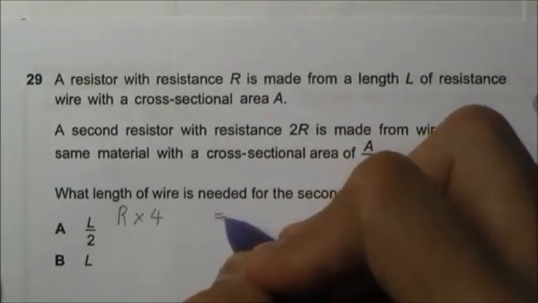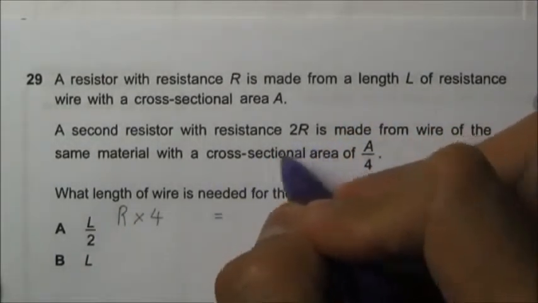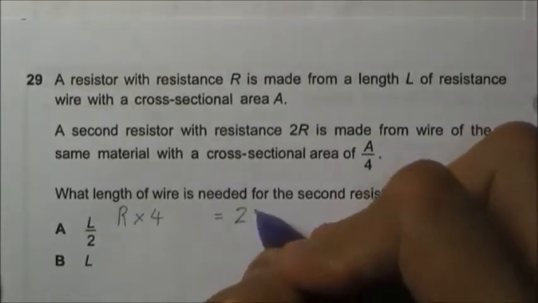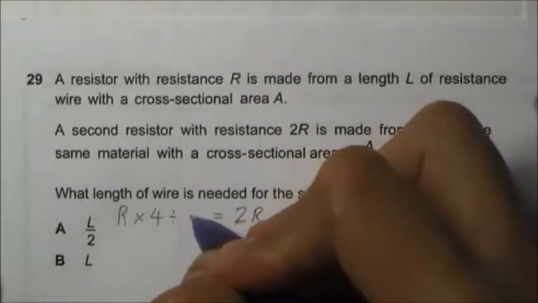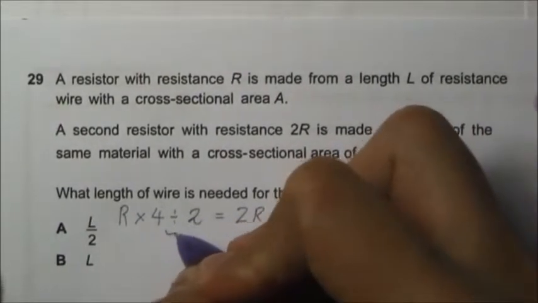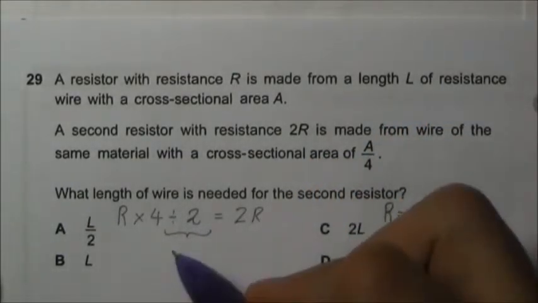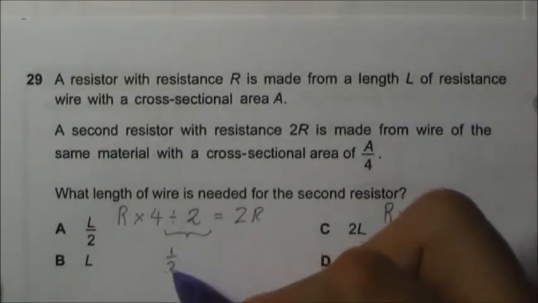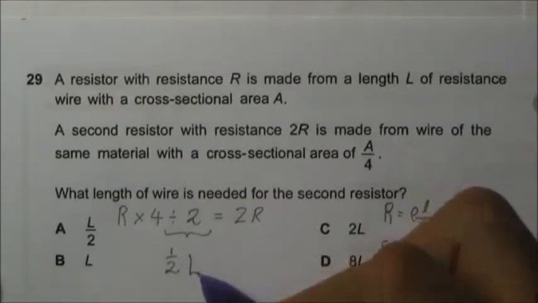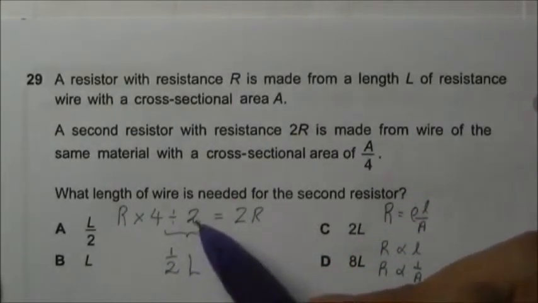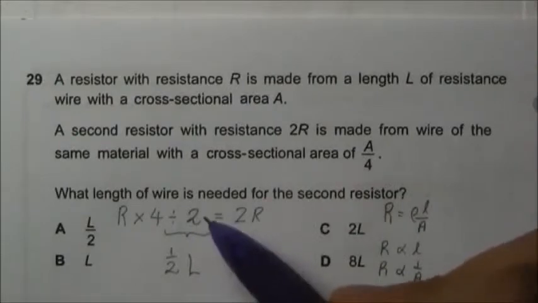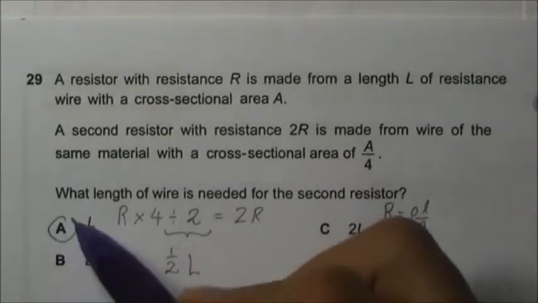So how do we get the final resistance as 2R? We have to divide by 2. So how to divide the resistance by 2? We can halve the length of the wire, and that will give us the factor of divide by 2. So the answer should be A.